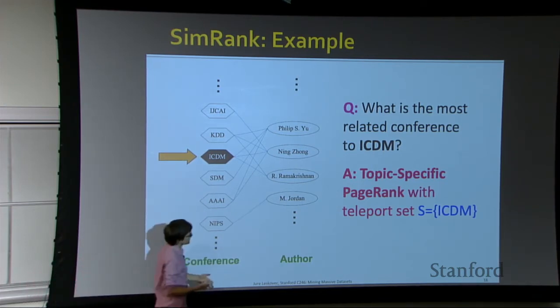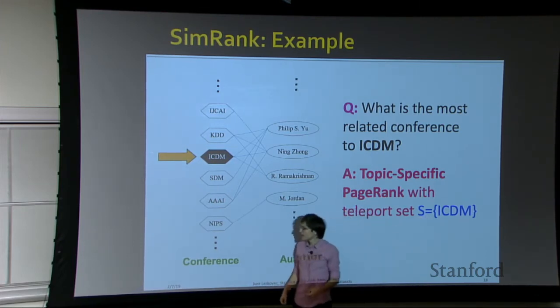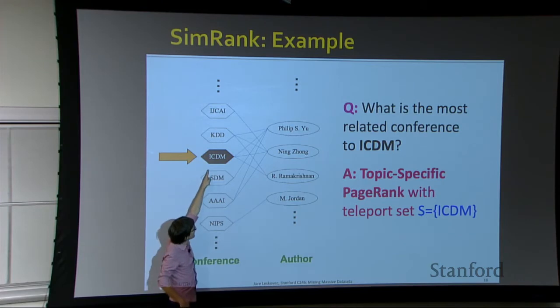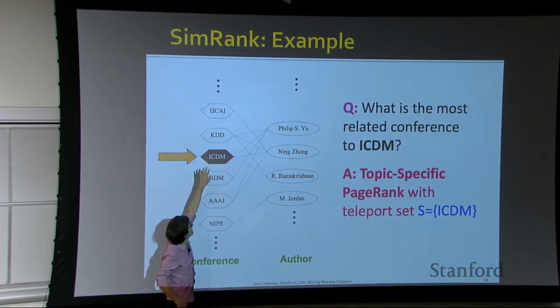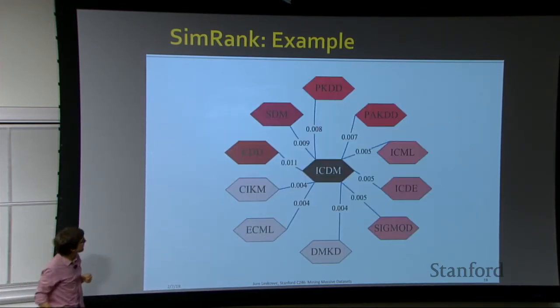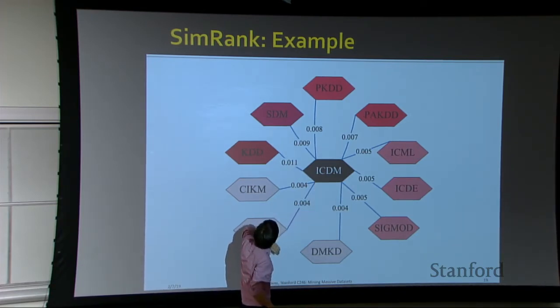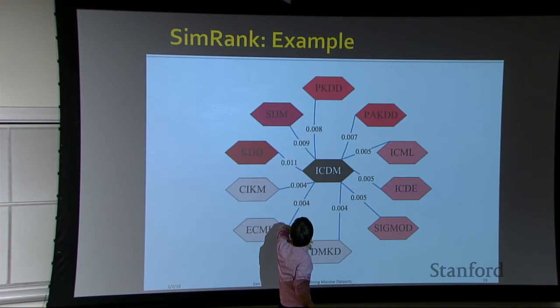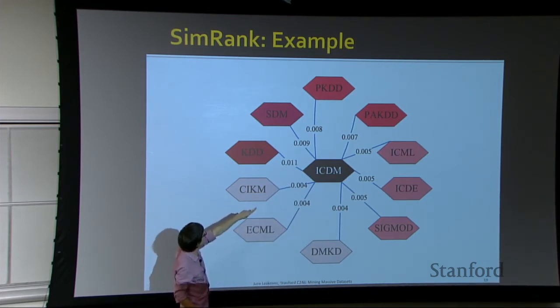And if I do topic-specific PageRank with the teleport set to be at ICDM, then I'm essentially saying I will start the random walk here, I walk, and how likely am I to end up at any of the other conferences? And if I do this, here are the results. So this is our starting conference, and the way to read this plot is that it starts here, and then the conferences are sorted in decreasing order, right? So what are the most similar conferences to ICDM?